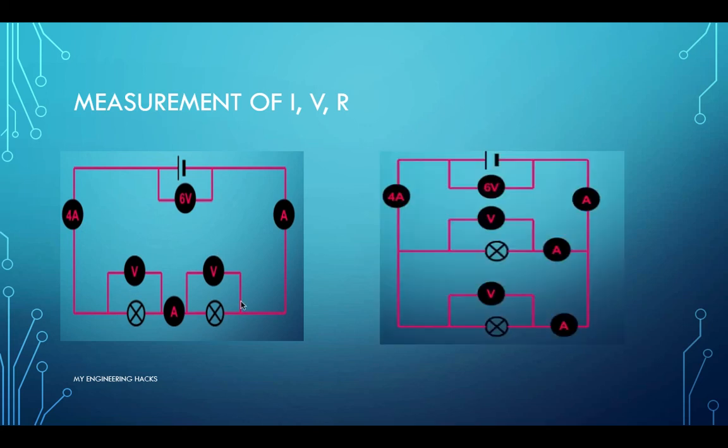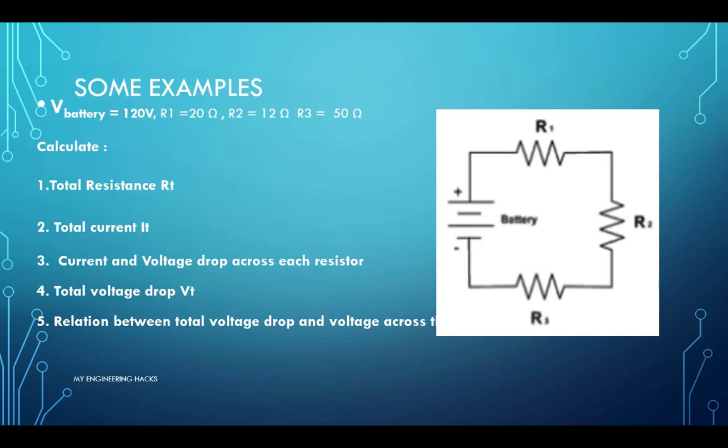And as for a parallel circuit, it is the same. The rule does not change. Voltmeter and ohm meter are connected in parallel, whereas an ammeter is connected in series with the component to find out the measured value. Now let us see some examples of series and parallel circuits.